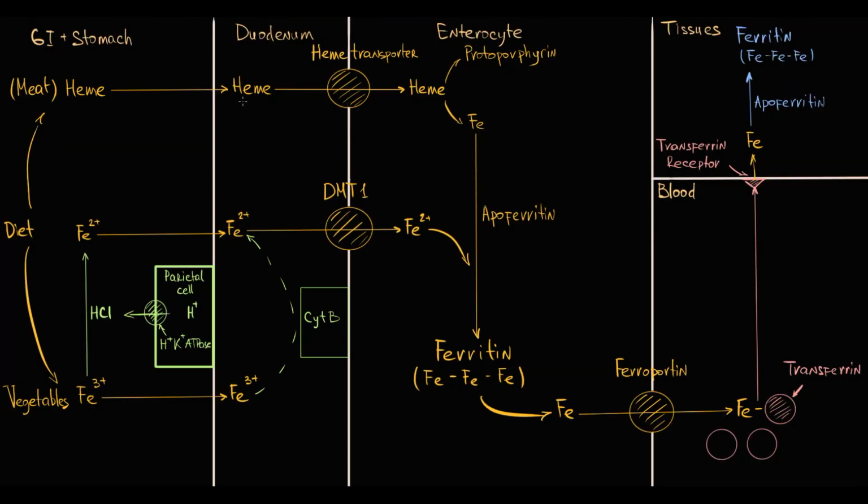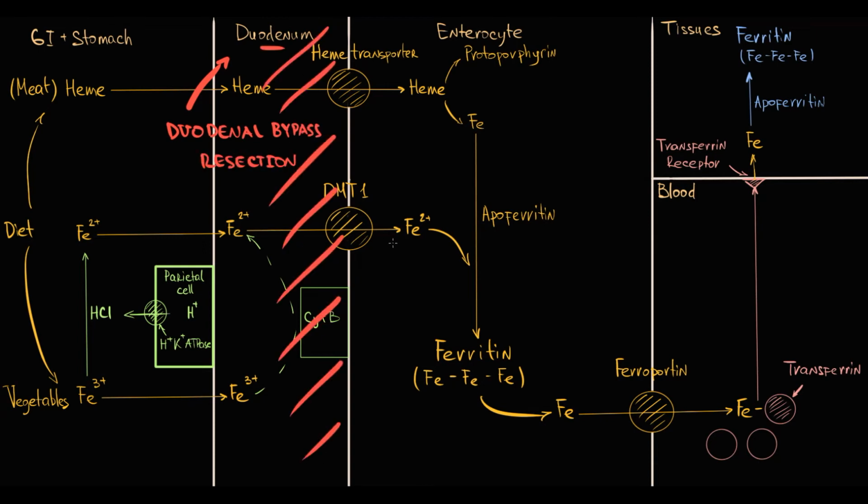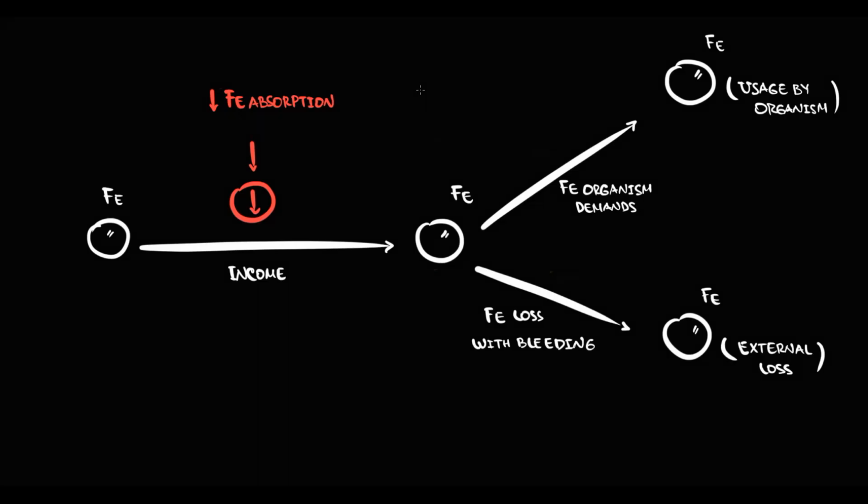And also, in case of surgery, as duodenal bypass surgery, or in case of duodenal resection, patients will not have enough length of the duodenum, and thereby they won't be able to absorb all iron molecules that income into the duodenum. Decrease in iron income with the same iron demands will cause iron deficiency.